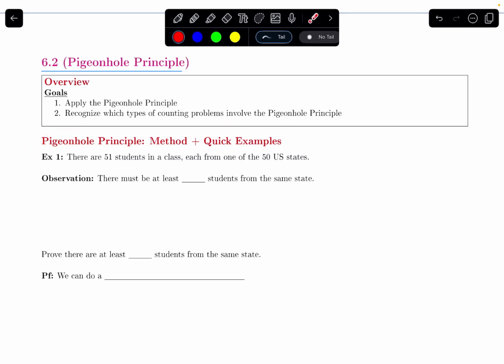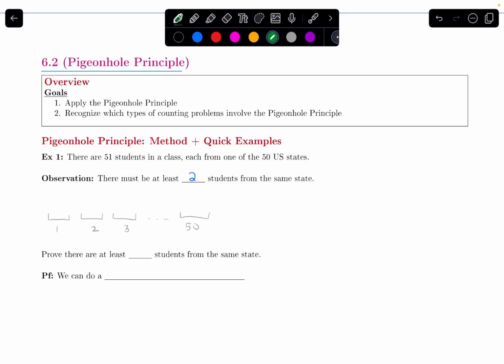So I want to motivate what the principle is with an example which says there are 51 students in a class, each from one of the 50 US states. So the first observation that I want to make is, because we have more students than there are states, there have to be at least 2 students from the same state. Because, I can visualize these 50 states with boxes. So I have box 1 for state number 1, a box for state number 2, state number 3, and if I keep going, there are 50 of these boxes.